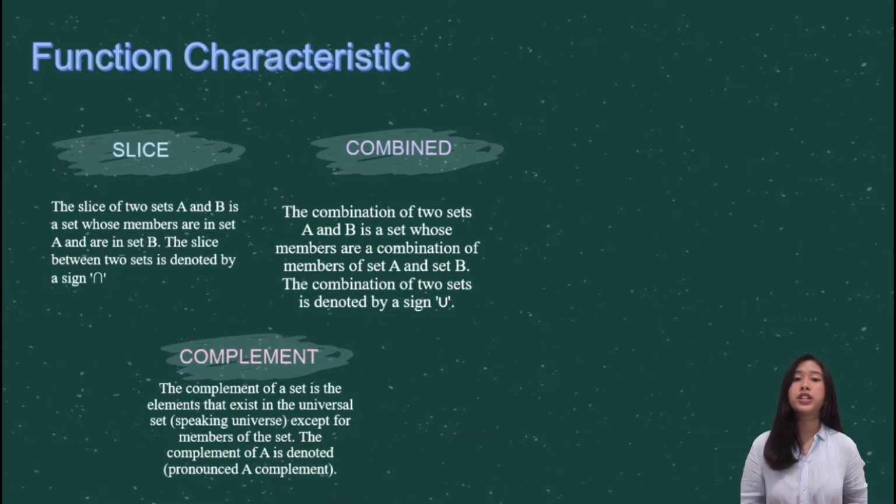Union. The union of two sets A and B is a set whose members are a combination of members of set A and set B. The union of two sets is denoted by a sign like this.